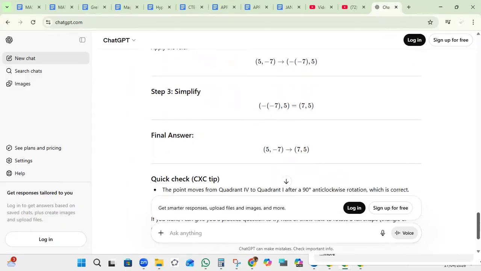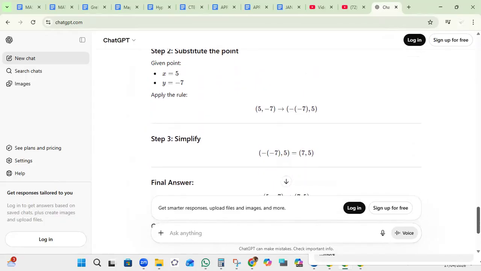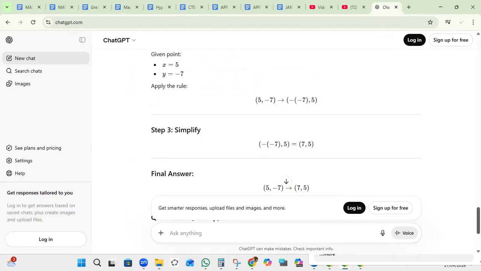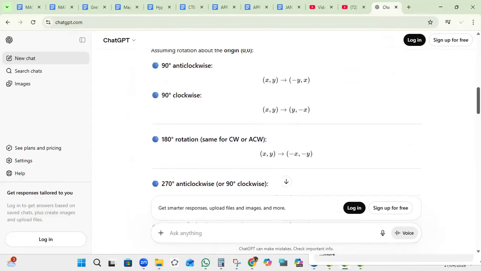Okay, and notice that the number that used to be the x, the sign will not change. It's the number that used to be the y. When it swaps, the sign will change. And you go back and you continue looking at the rules.